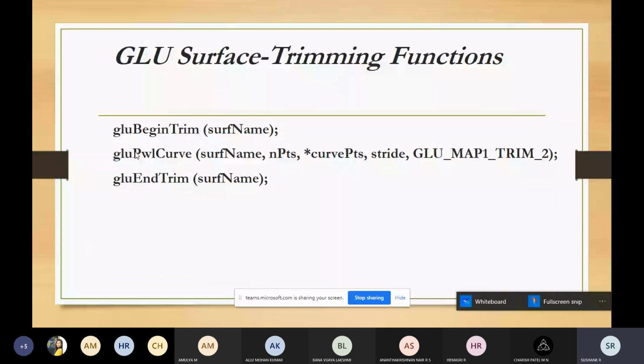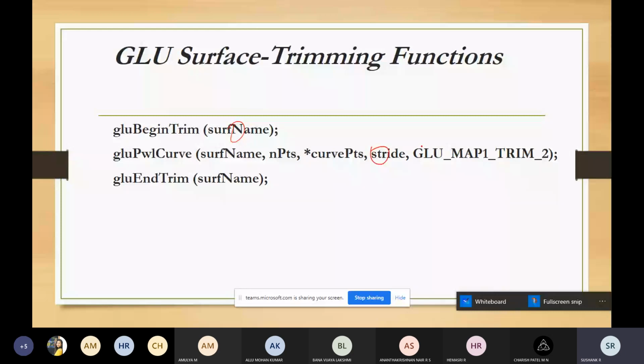These are the functions using which the trimming curves can be specified for the B-spline surfaces. So we have the surface name parameter, which is the name of the B-spline to be trimmed. And also this stride will be the offset between the coordinate positions. So these are the trimming functions.